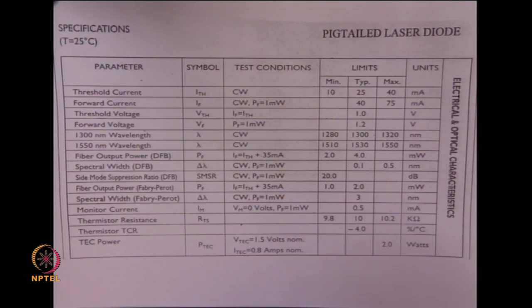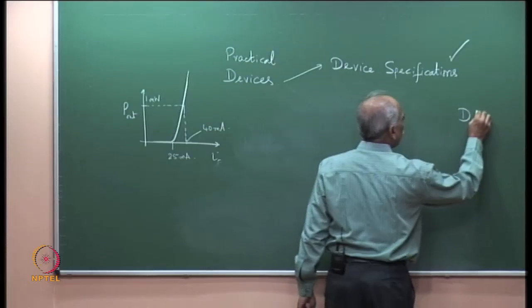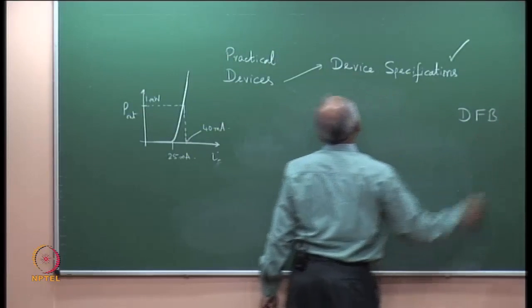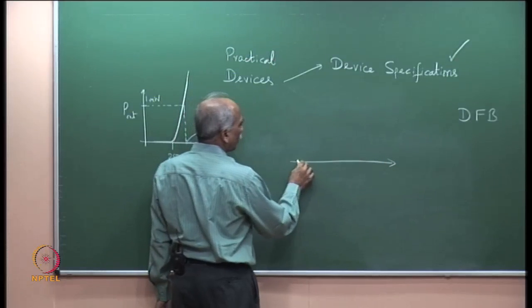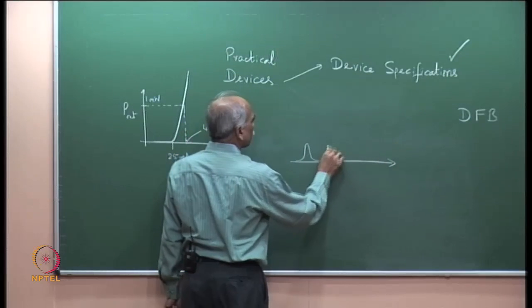So, let me erase the remaining ones. A DFB laser, the spectral width, as you can see, for the DFB and Fabry-Perot are very different. Distributed feedback laser, the output is output of a distributed feedback laser. If you recall, you have some side lobes.